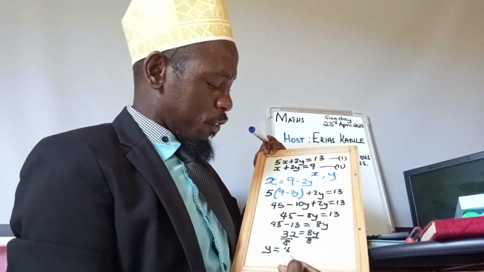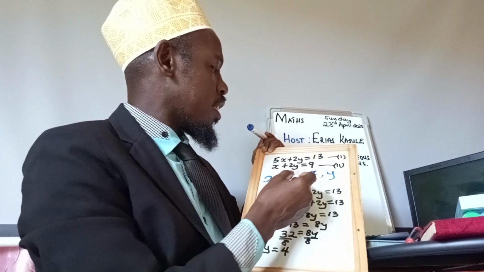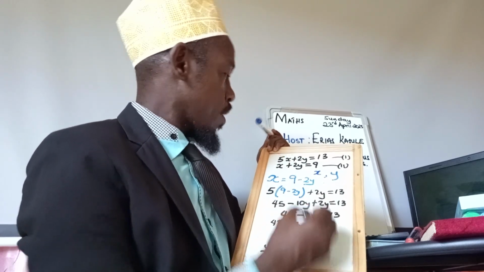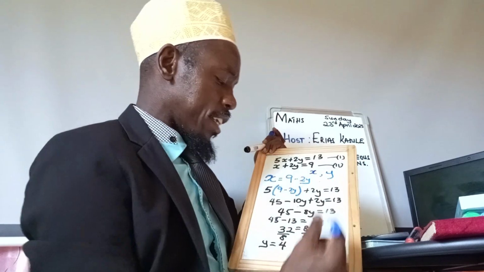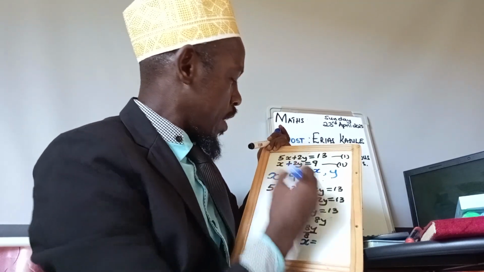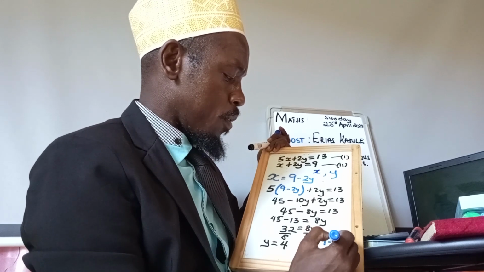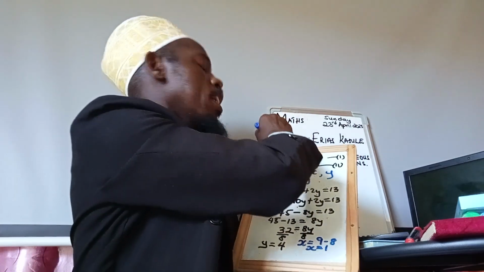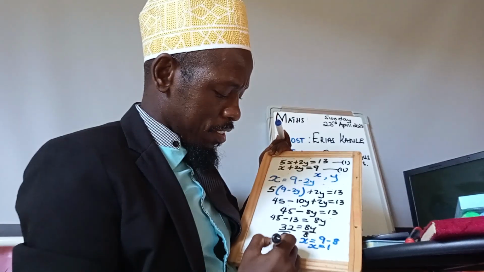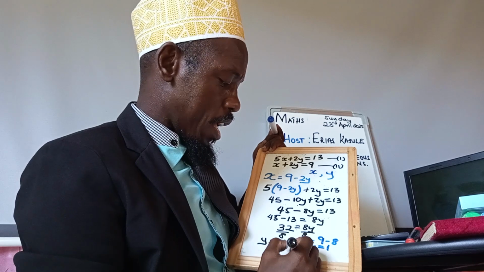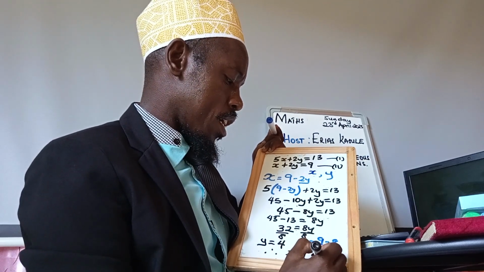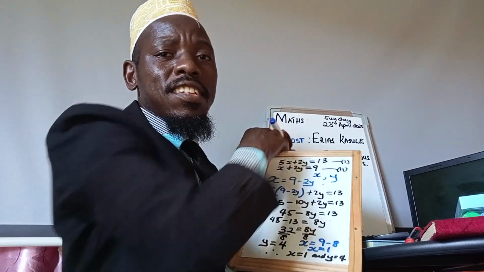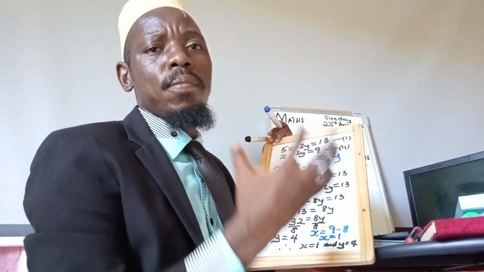Having got y as 4, I put it back here to get my x. Our x will now be 9 minus 2 times 4, which is 8, which makes x equal to 1. Then you conclude that therefore x is equal to 1 and y is equal to 4. So that is the substitution method.